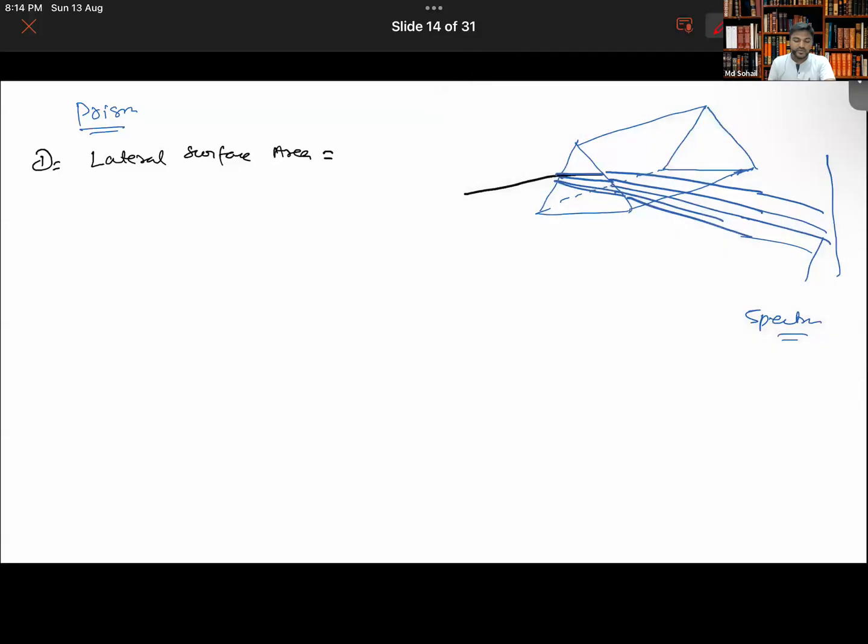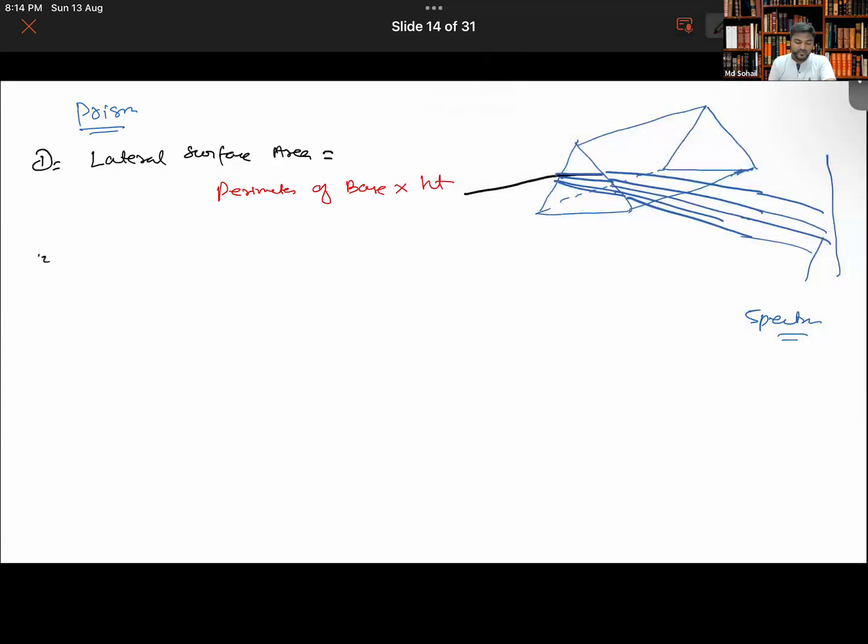Now coming back to here, lateral surface area we were talking about. So lateral surface area, how are we going to calculate it? It will simply be the perimeter of the base multiplied by height. Perimeter of base multiplied by height. So that's how you get the lateral surface area.